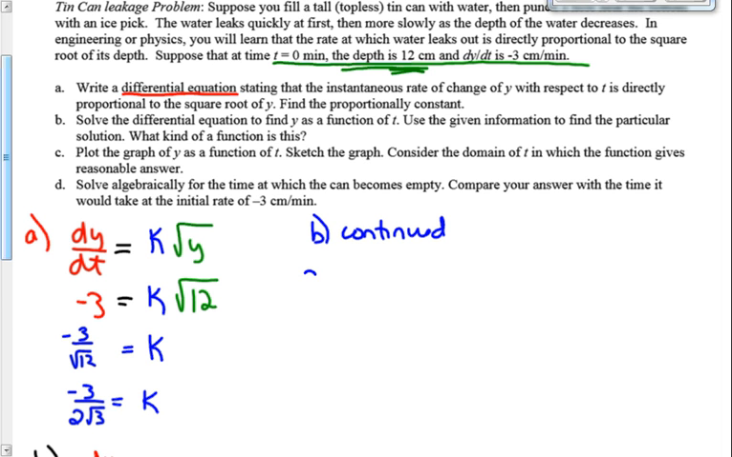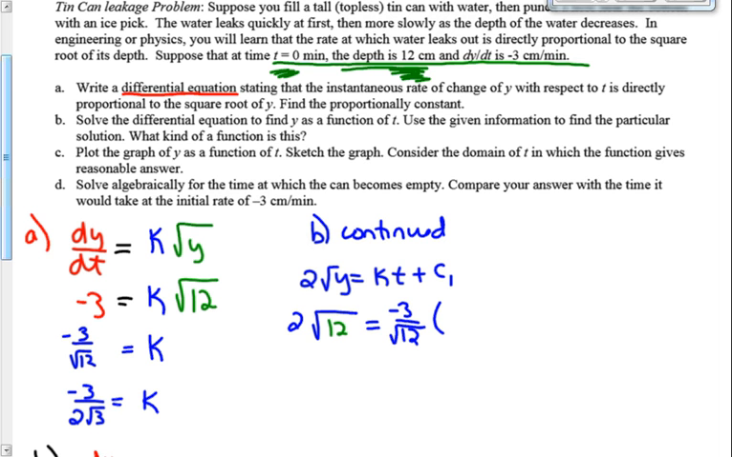And so at this point, I have 2 times the square root of y is kt plus c1. So now I'm going to plug in what I know and actually evaluate what c is. So 2 square root of, and the information again that I was given, I've underlined it in green. At time 0, the depth is 12. So my y is 12. I already know my k because I found it before. I'm just going to write it as negative 3 over the square root of 12 times time, and the time when the depth is 12 is time is 0 plus c1.